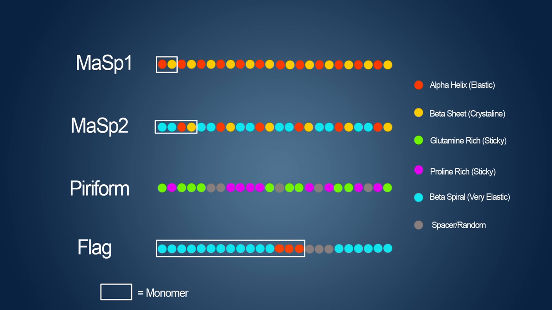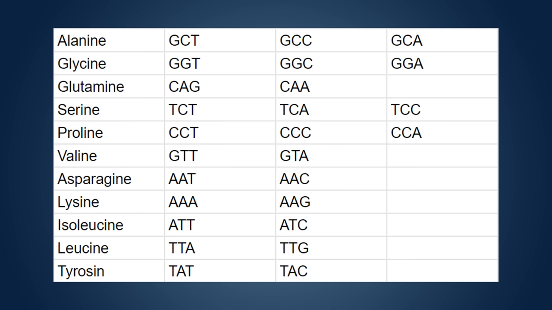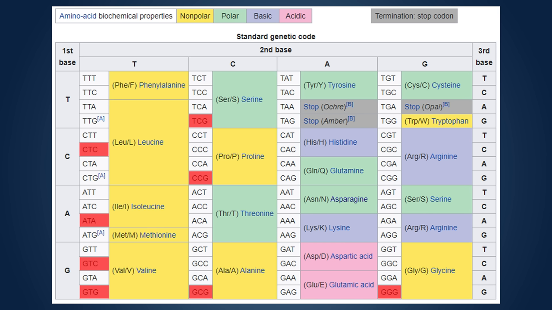So, after going through all the subunits to figure out which amino acids I'd need for each, I made a chart of all the different codons that are possible for each amino acid, and I removed any which aren't used in the species of yeast that I plan on using.